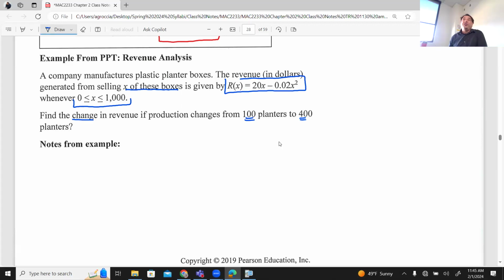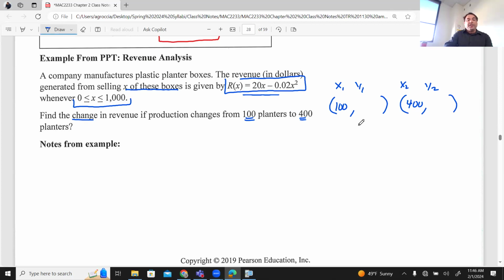Now, in order to do this, before we can even get started, I need 2 points. If we look at it the old way, x1, y1, x2, and y2. Well, I know that the first one starts at 100, comma, and the second one starts at 400. Now, what I don't have is the y. If you have the revenue and you know how many planter boxes, can I find the revenue? What do you have to do?